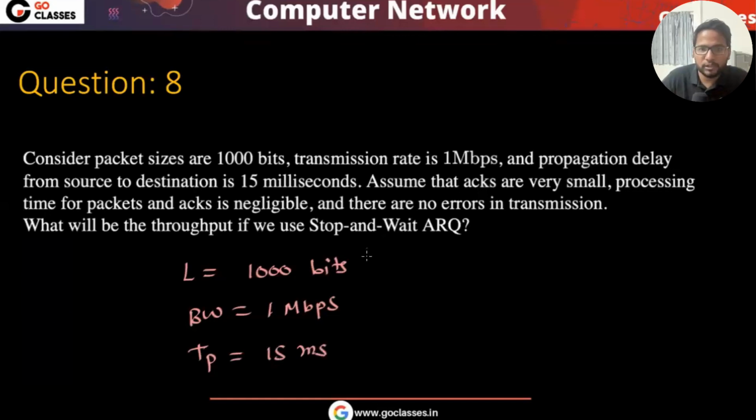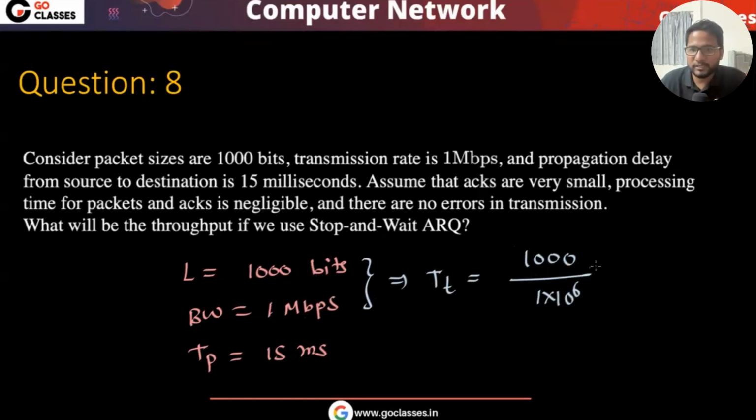Can you also find out the transmission delay here? Length is 1000 upon bandwidth, which is 1 into 10 to the power 6. That is in bits, so that is fine. That will be in seconds, but let's find it in milliseconds. So what is the answer here? 1 millisecond, right? Now assume the acknowledgements are very small, the processing time is negligible, and there are no errors in the transmission. What is the throughput if we use stop and wait?